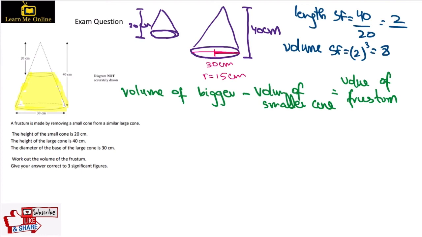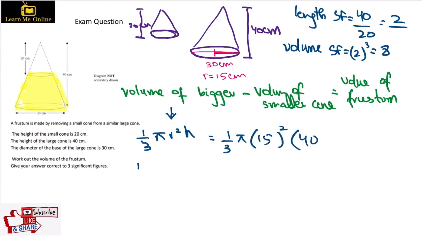Now we're going to find out the volume of the bigger cone. To find it, we have a formula, a third pi r squared h. When you sub in a third pi r squared h, you'll get the volume of the bigger cone. So it would be 1/3 pi, the radius is 15 squared and the height is 40. Once you sub in everything, you're going to get 3000 pi. That's going to be the volume of the bigger cone.